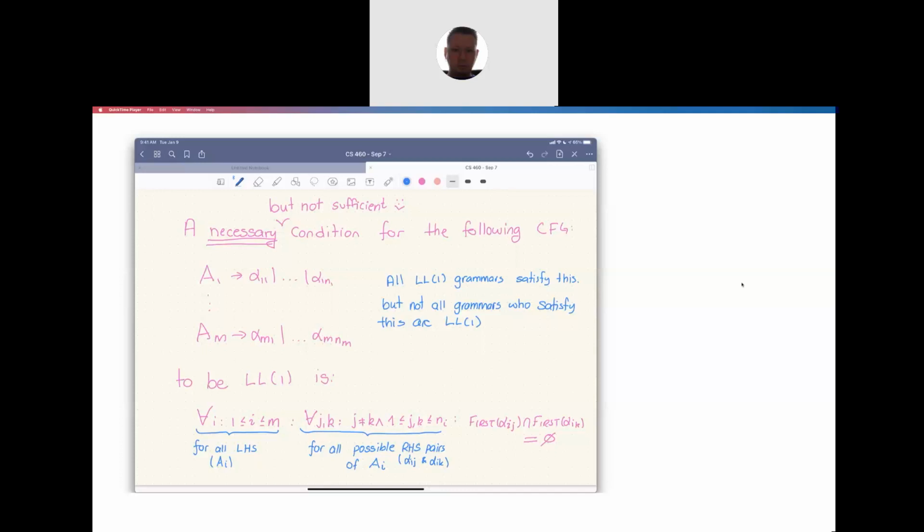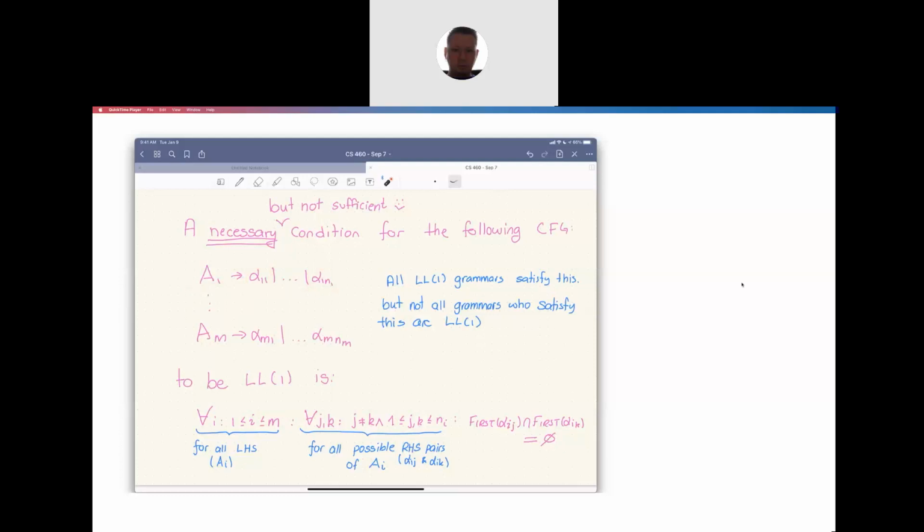So it's the epsilons. It's the damn epsilons. It turns out that if any of these right-hand sides have an epsilon in their first sets, and any of the others have something in their first set that is also in something called the follow set of their left-hand side, then we run into trouble, and that makes it not LL(1). But we'll get to that next week or something.